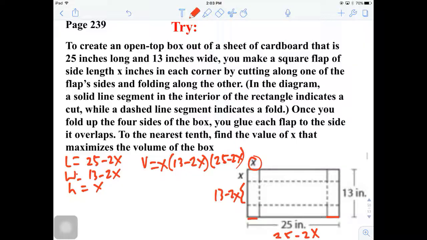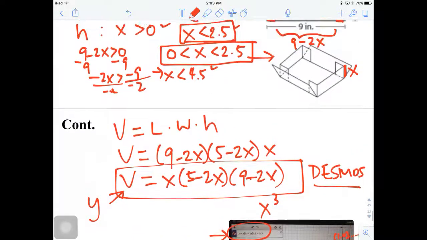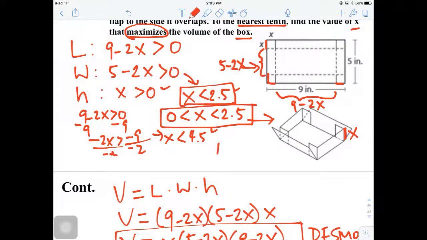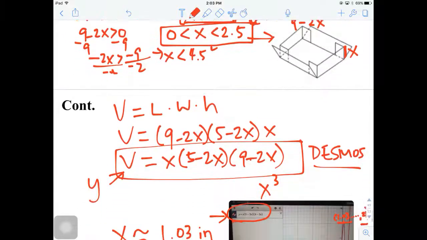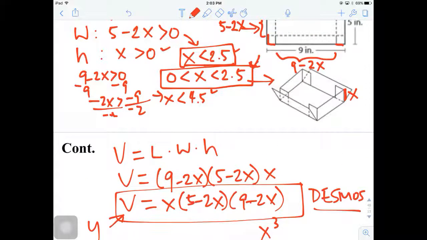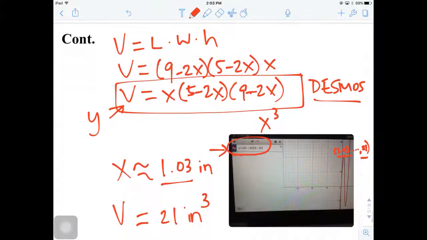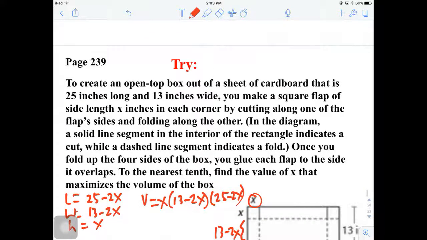But earlier I forgot to mention that we had a restriction. Let's go back to the previous problem for just a second. We had stated that the restriction for the x value is between 0 and 2.5. So look at what our answer was. We found that the answer was 1.03, which falls right into the range between 0 and 2.5. So that's how you can help yourself to get your answers restricted and double check to see if you're in the right range.